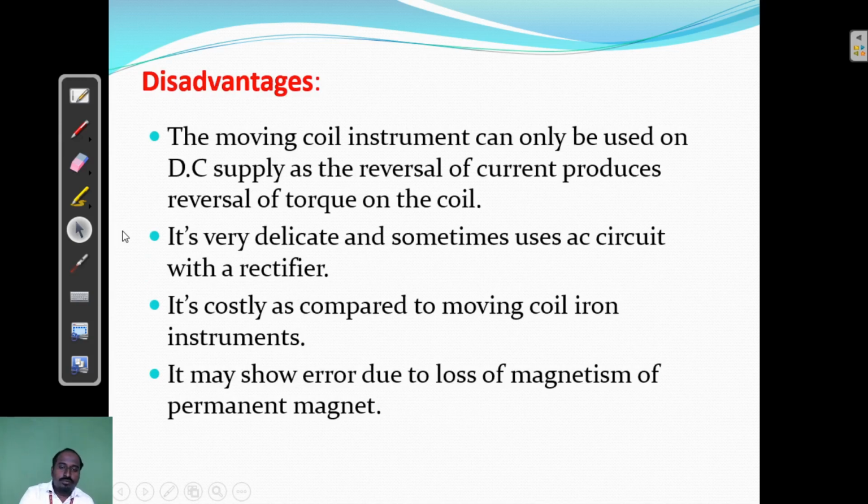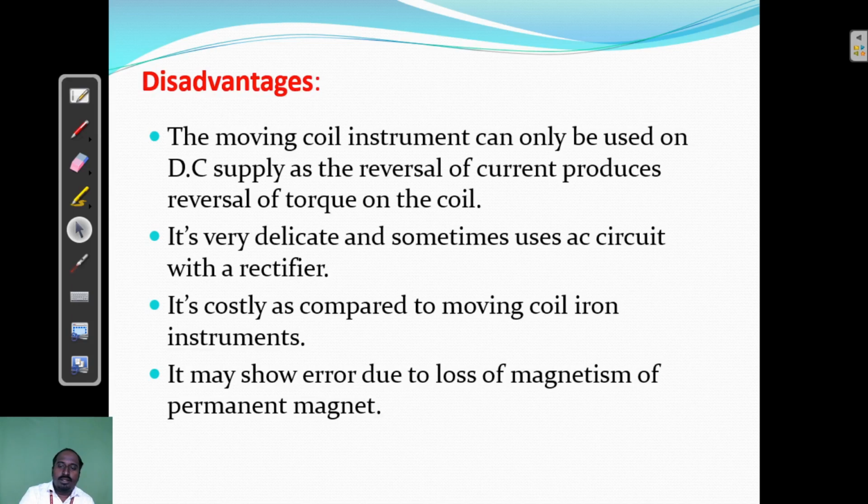There are some disadvantages also. These disadvantages can be rectified by using further types of instruments. What are all the disadvantages? It can be used only on DC supply. Finally, by using the torque equation, we have seen the torque TD is proportional to the angle of deflection theta. So a reversal of current produces reversal of motion of the moving coil, which causes the instrument not to work. So it can be used only for DC measurement. So this is one of the disadvantages.